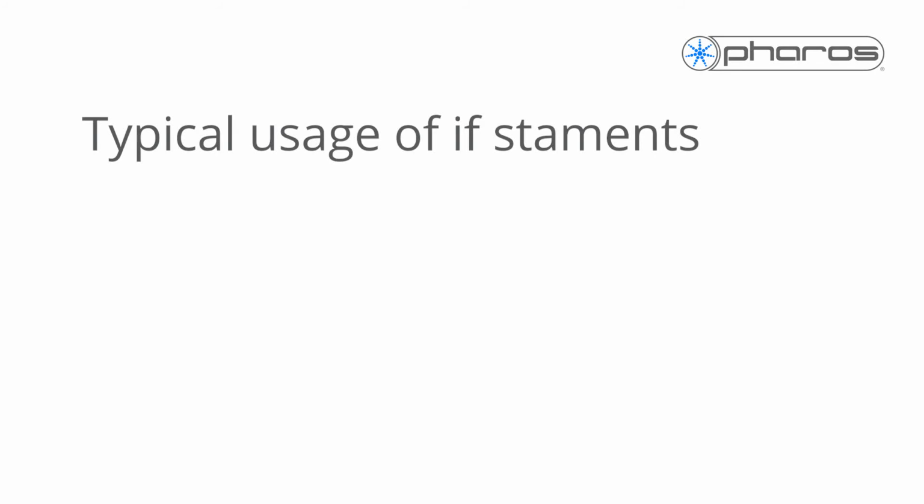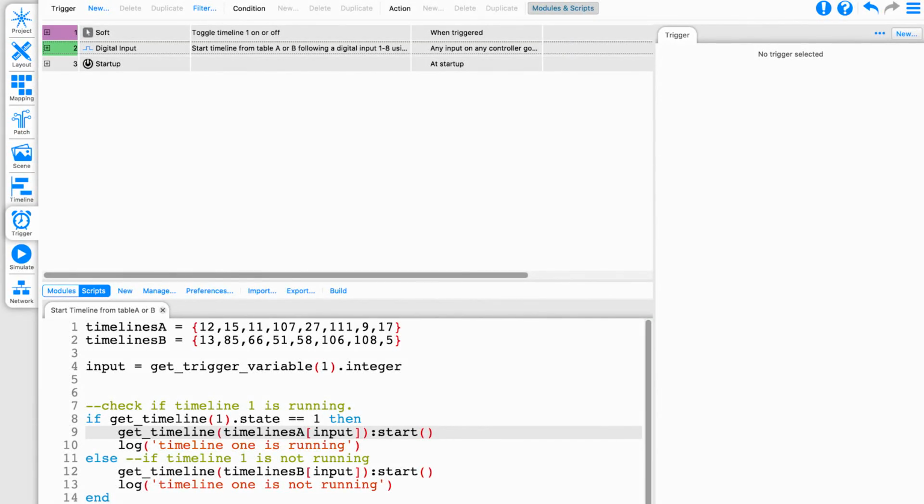Now let's create an example to put this into practice. We can go back to our previous example in the last tutorial where we're starting certain timelines based on one of the 8 inputs. In this example, we have 2 sets of timelines. Our inputs can start any one of those timelines within those sets. However, if timeline 1 is running, then we want to pick a timeline from the first set. And if timeline 1 is not running, we want to pick a timeline number from the second set.